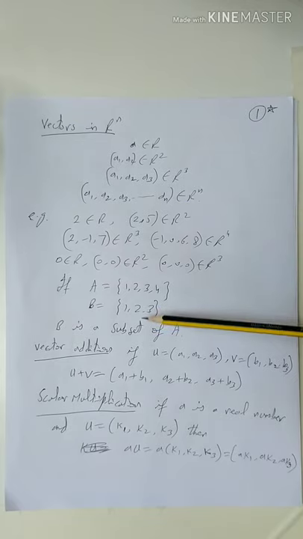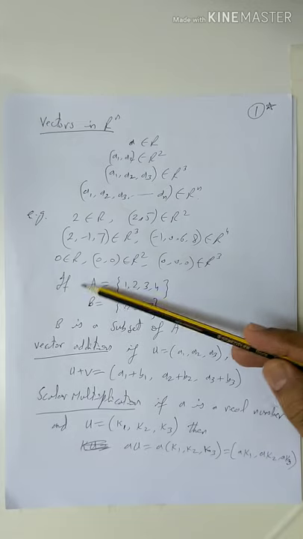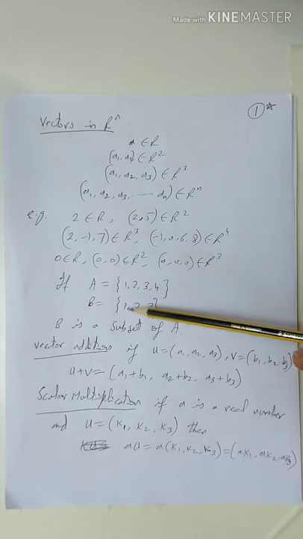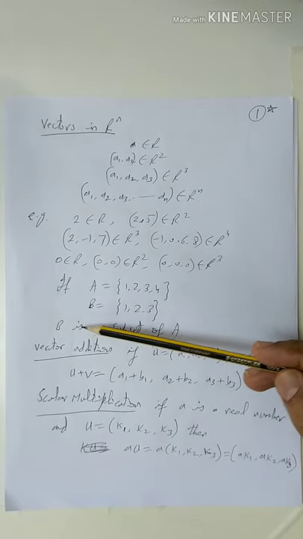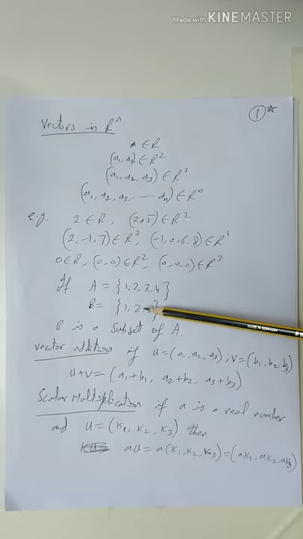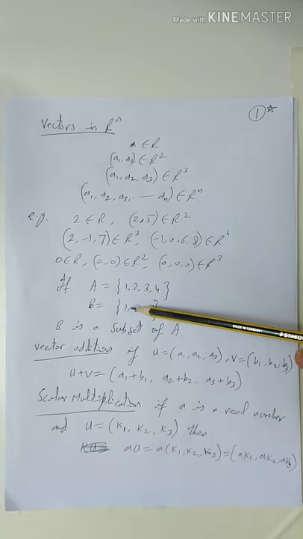So we were talking about subspace. Now before subspace, you must know a subset. For example, if we have the set A as 1, 2, 3, 4, and B is the set 1, 2, 3, then we will call B a subset of A, because all the values of B belong to A. So it means A contains B, or all the values of B are in A. So B is a subset of A.